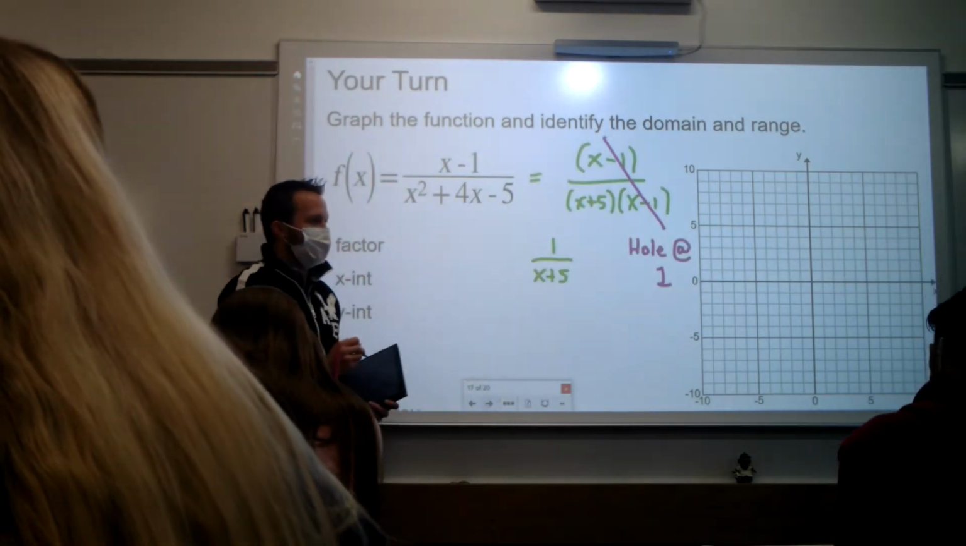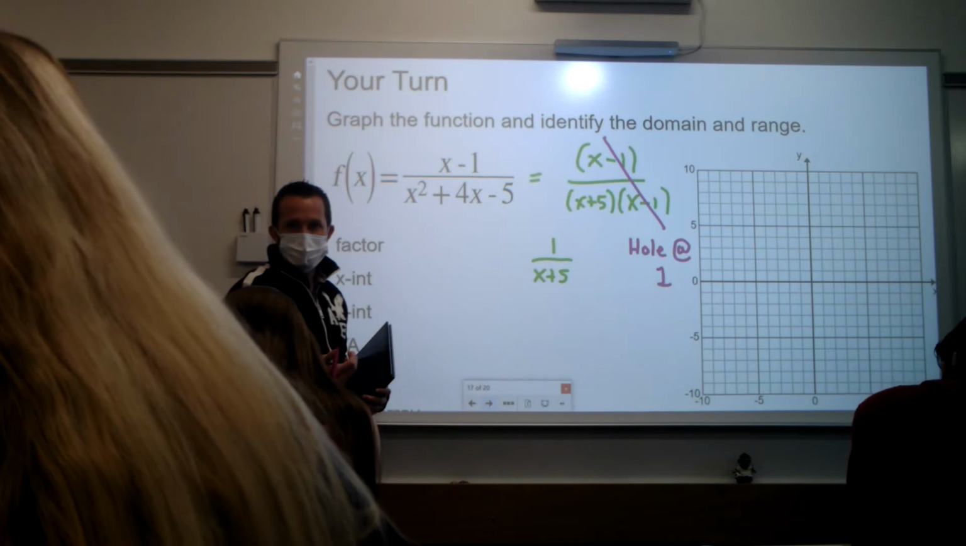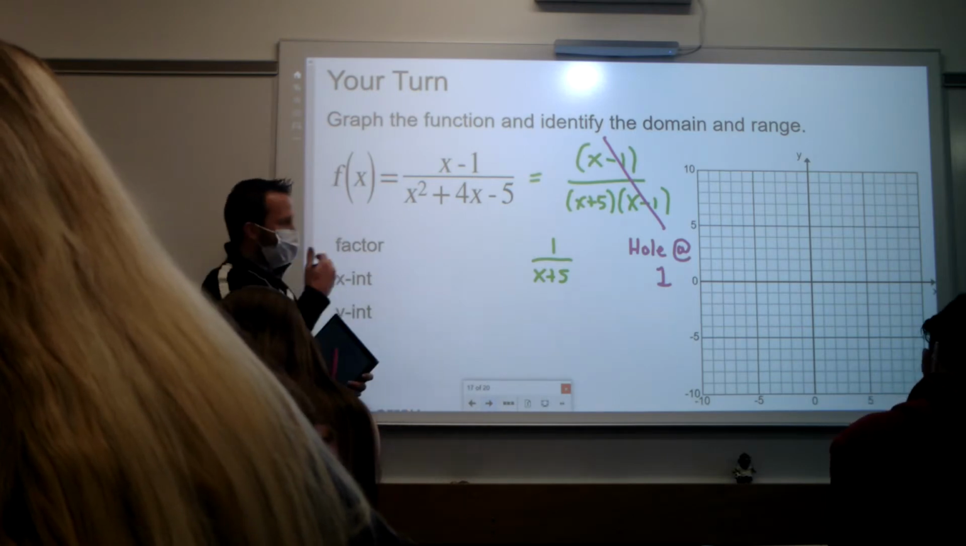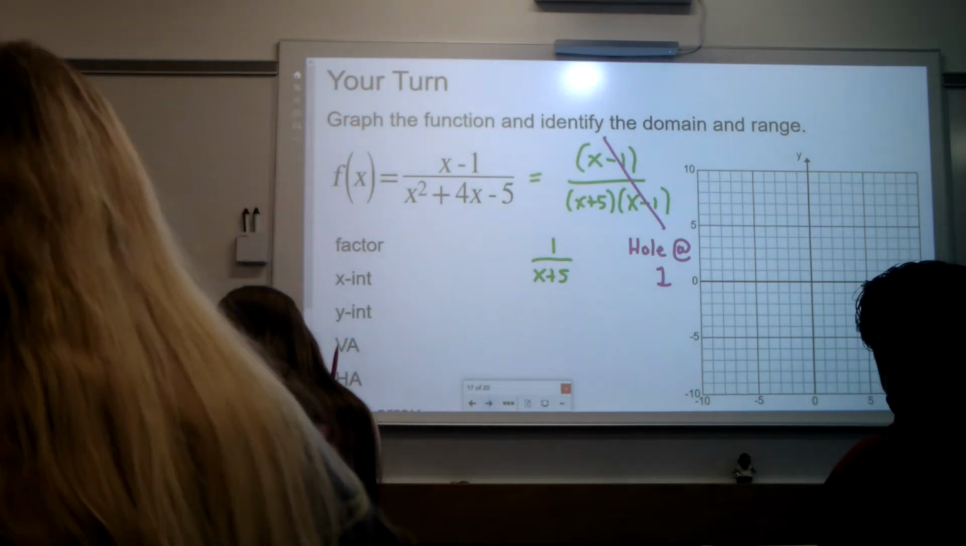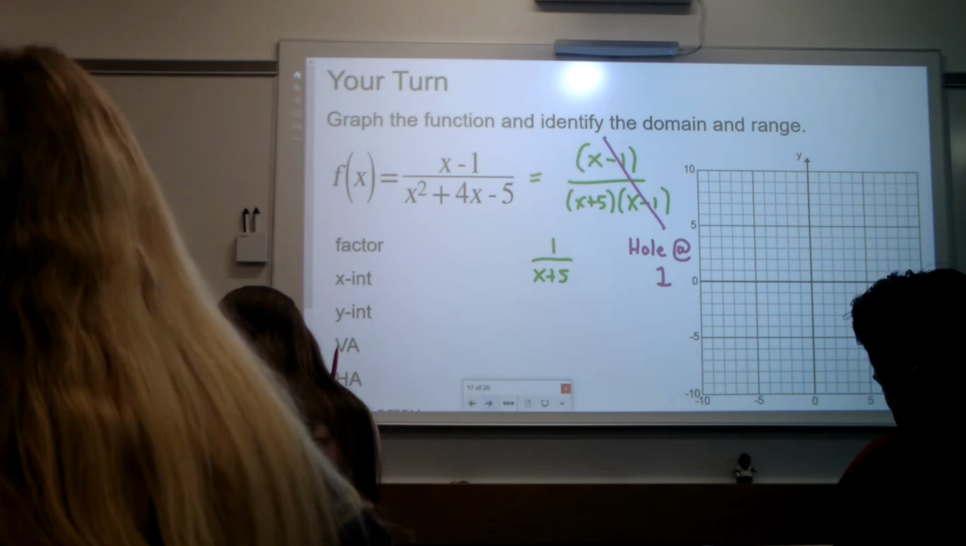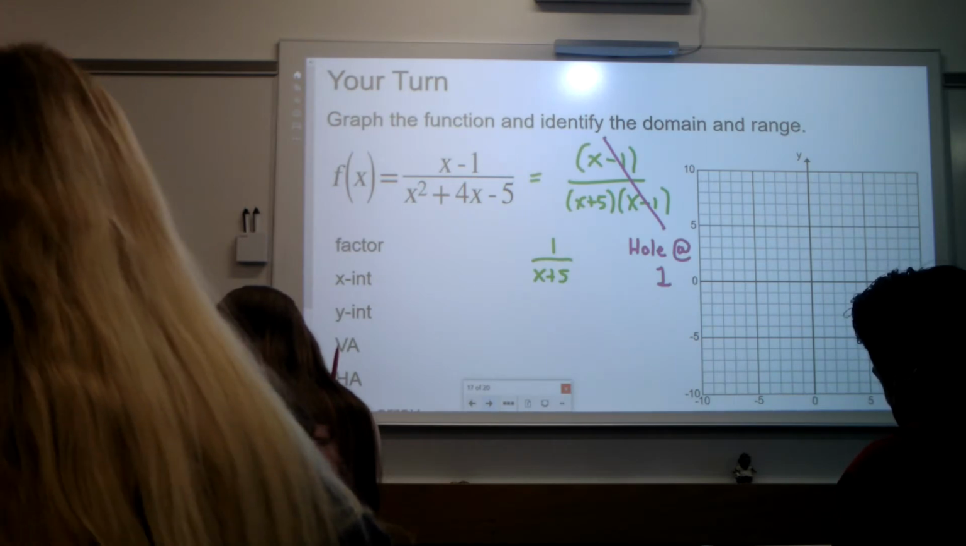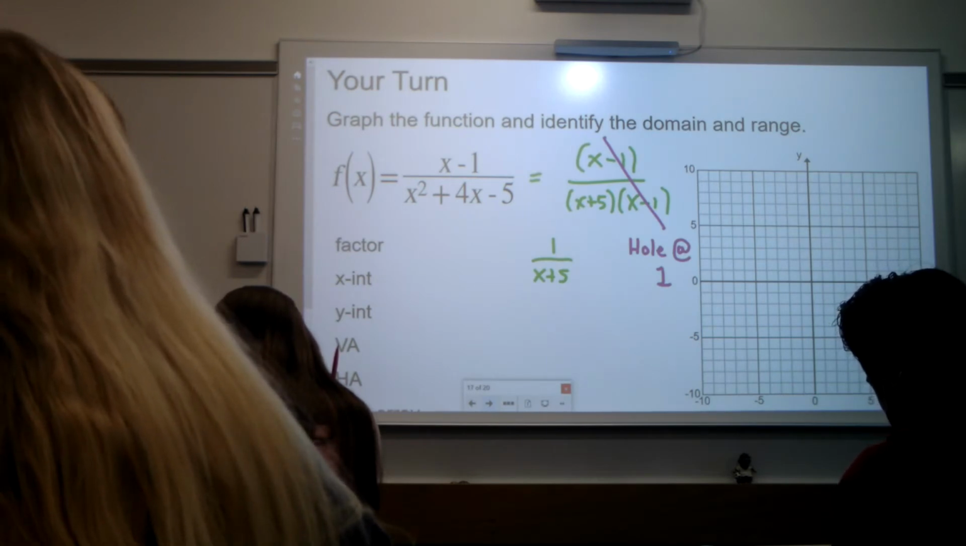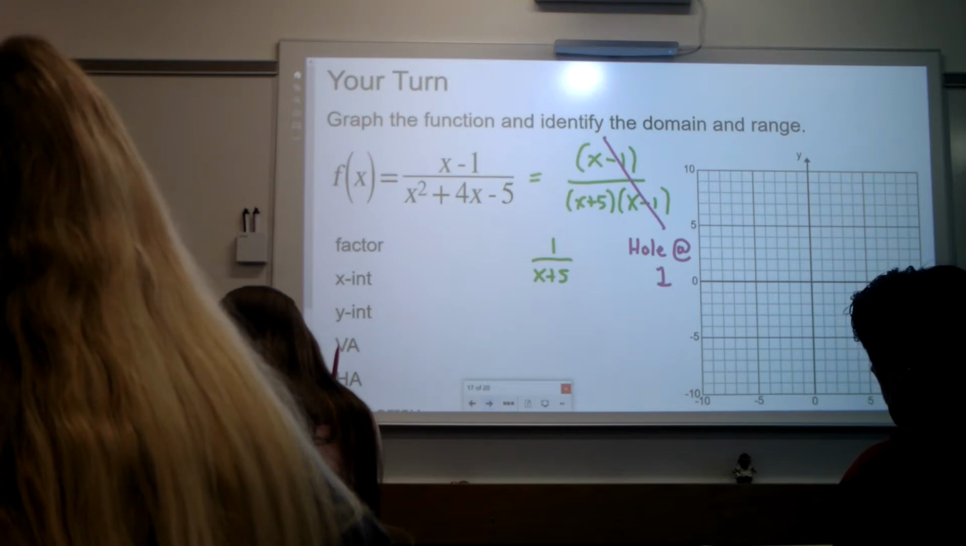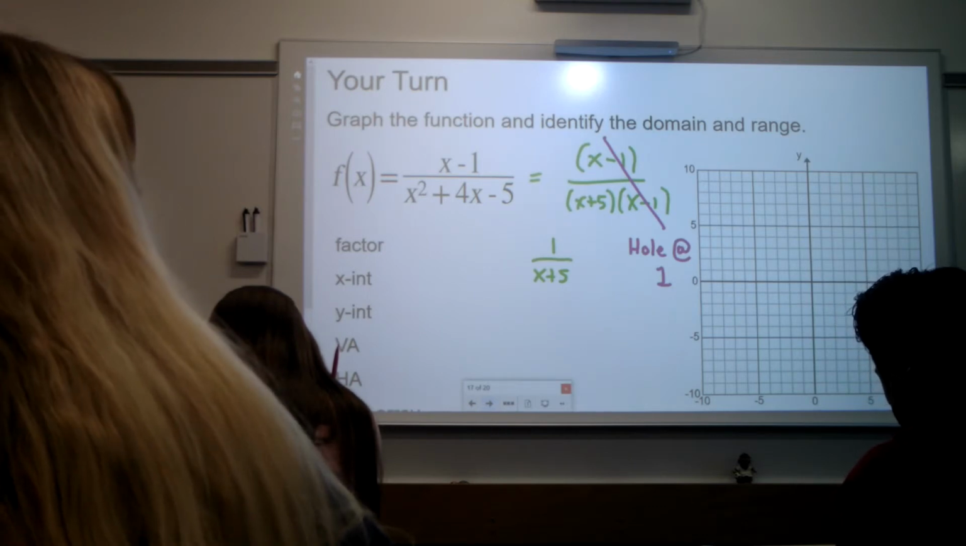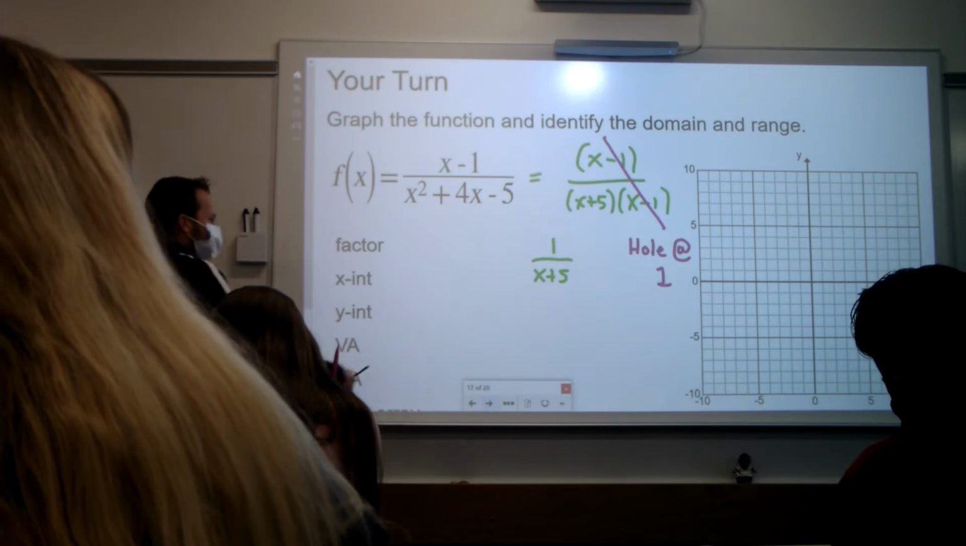Well, now we've got x plus 5. What do we think is going to happen? Shifted to the left 5. Okay, that's what I think is going to happen. Let's just check that. So Peyton, tell me something else about this. And then Beyonce, you're going to tell me something. And then Jelena's going to tell me something. Okay, Peyton, tell me something about 1 over x plus 5.